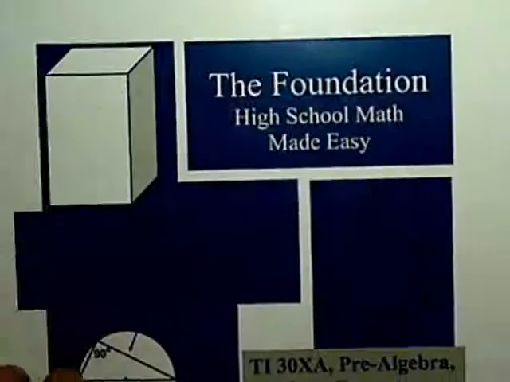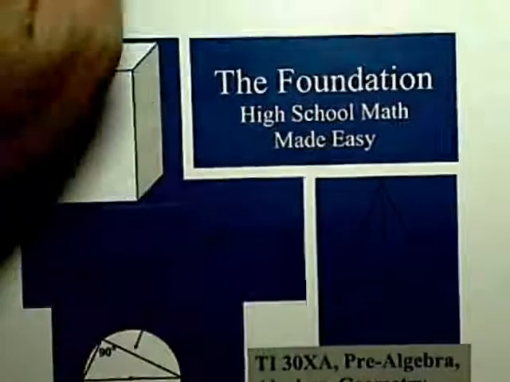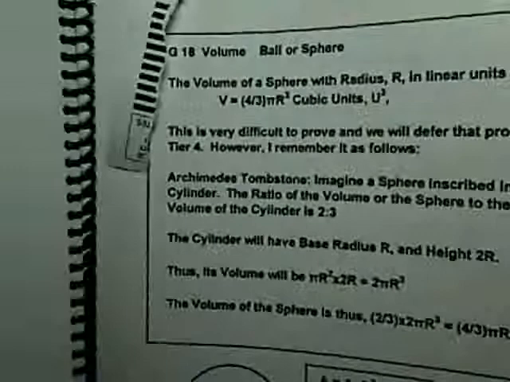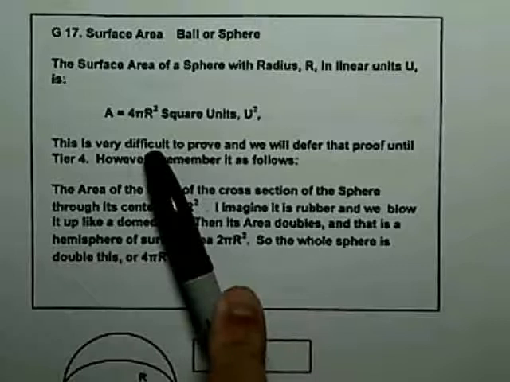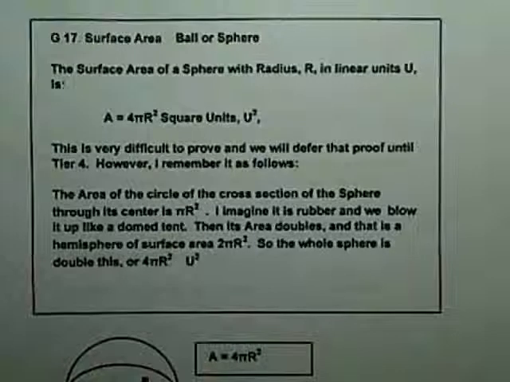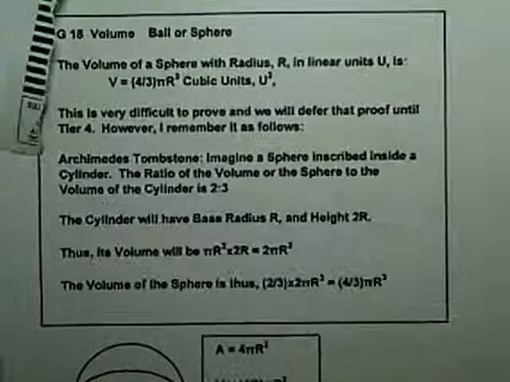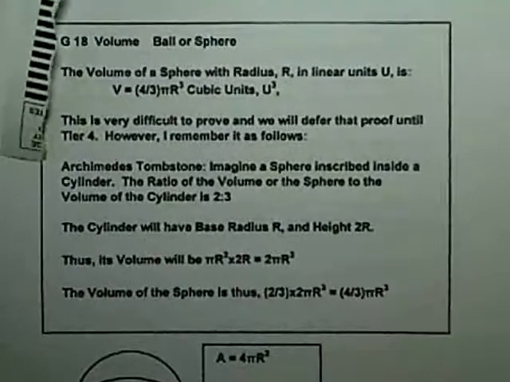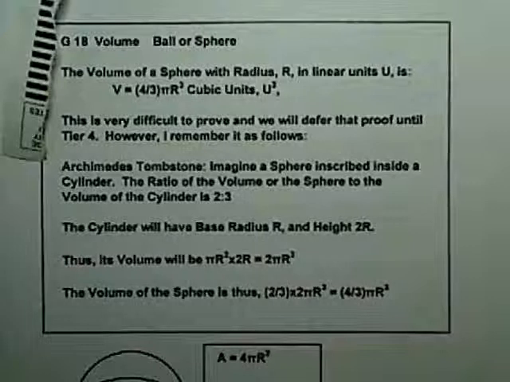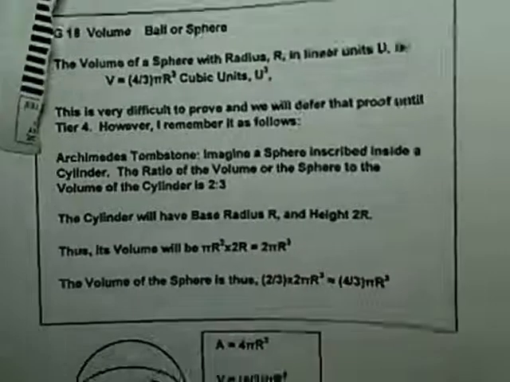In the foundation book, this is something we cover way back in geometry in G18, the volume of a sphere. In G17, we talk about the surface area of a sphere, and I actually discovered an easier way for me to remember it than Archimedes' tombstone. So I explain that here, but I also explain Archimedes' tombstone because I do not have an easier way to remember the volume. That's how that works. Essentially, that's discussed here.